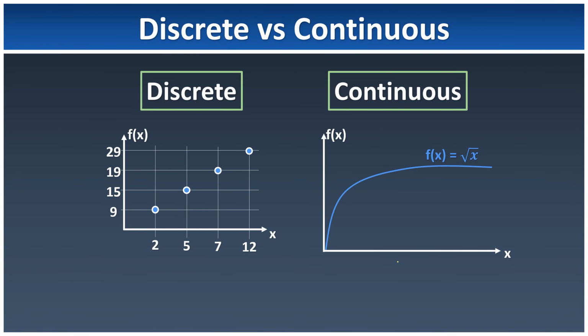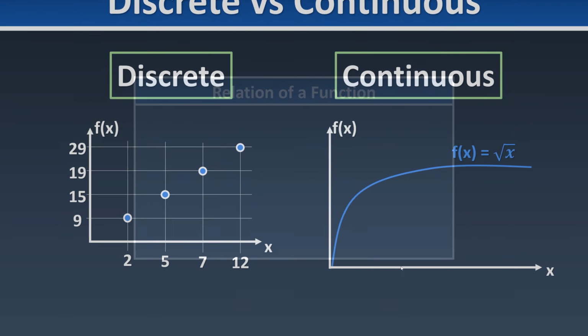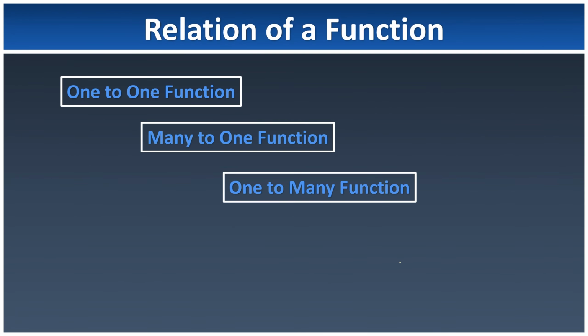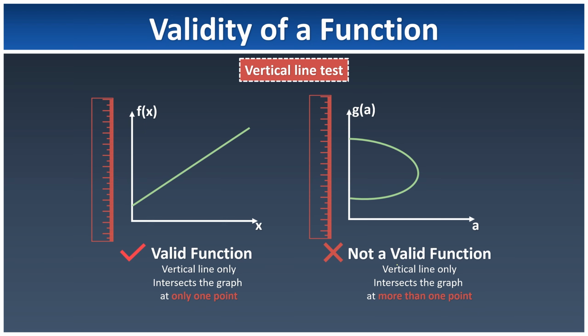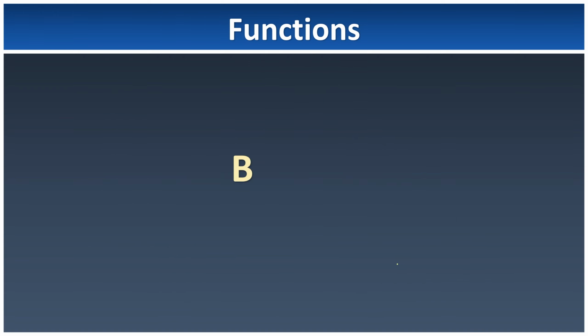discrete function and a continuous function, the types of relations of a function, and last but not least, you will go home knowing how to check whether a function is valid or invalid. So without further ado, let's begin with the meaning of functions.